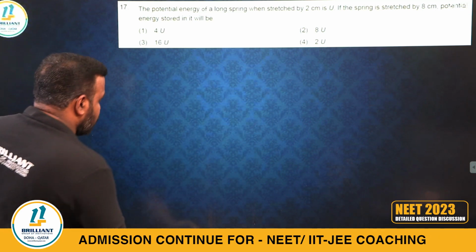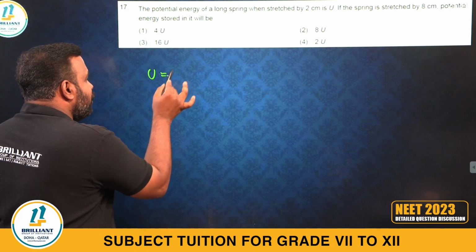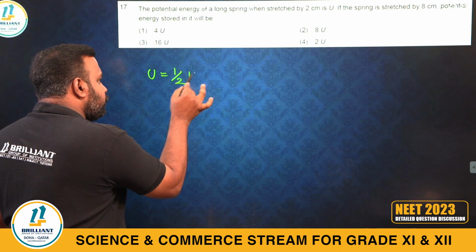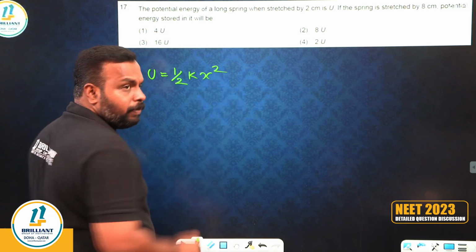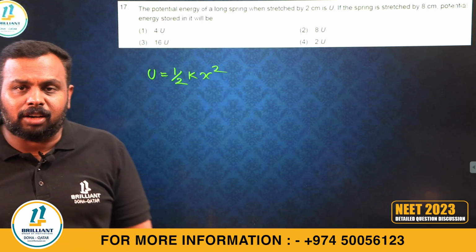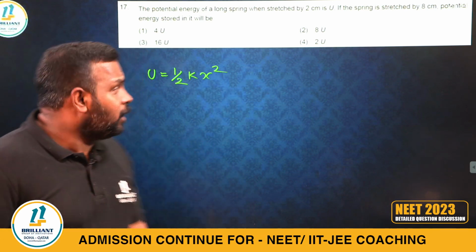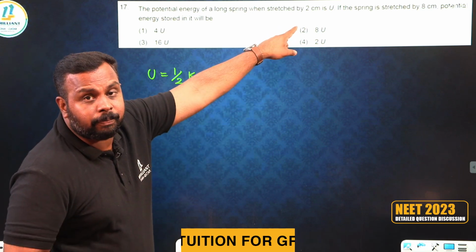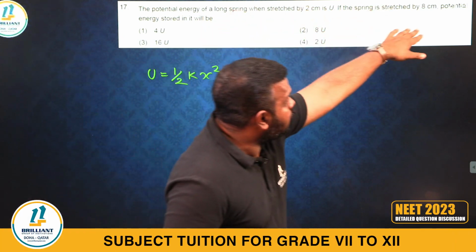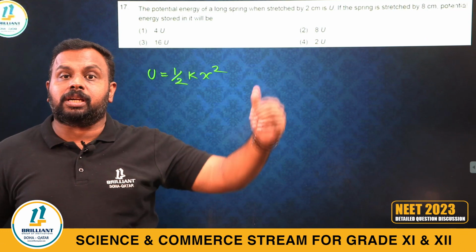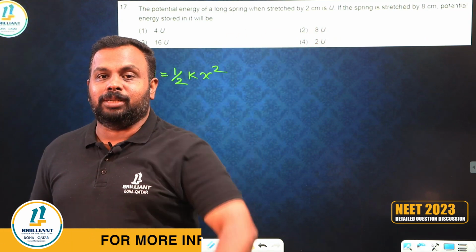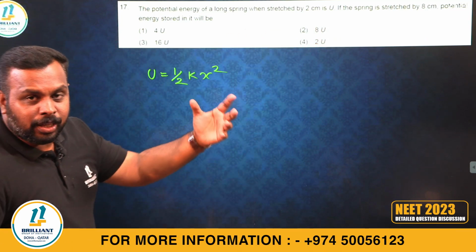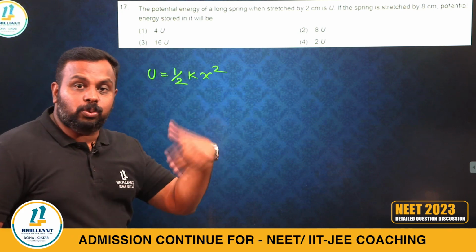What is the formula for potential energy? U is equal to half kx square. This is the formula, right? Half kx square, where k is the spring constant, you know that. So initially, what's the distance? 2 centimeters. That 2 centimeters is becoming what? 8 centimeters. 2 becomes 8. It becomes how many times? 4 times, right? That's the idea. So if initial is x, the new distance is what?